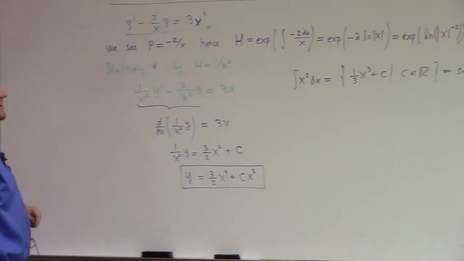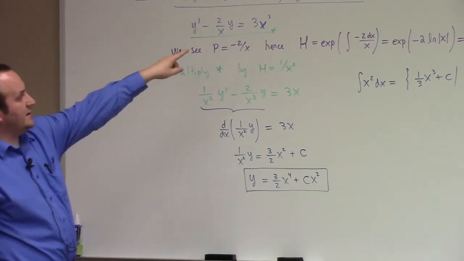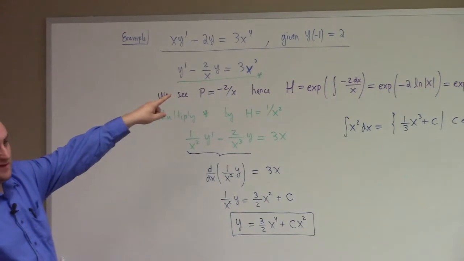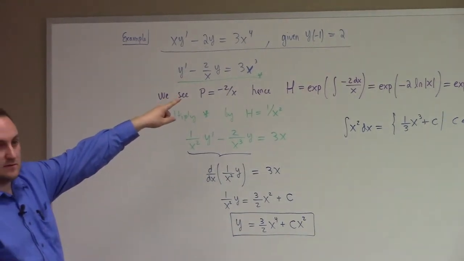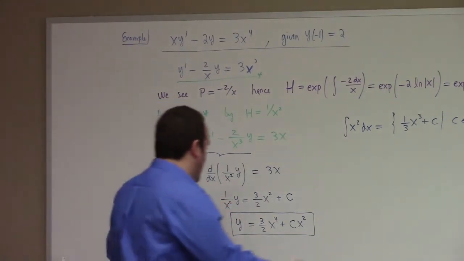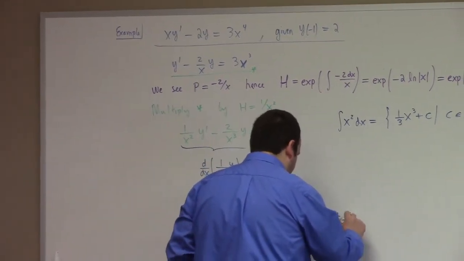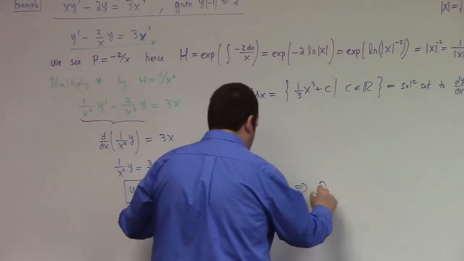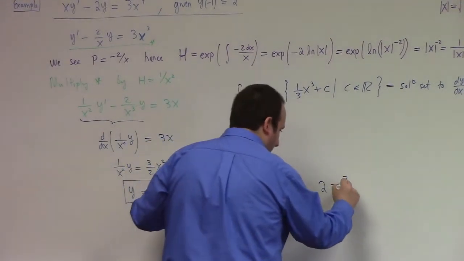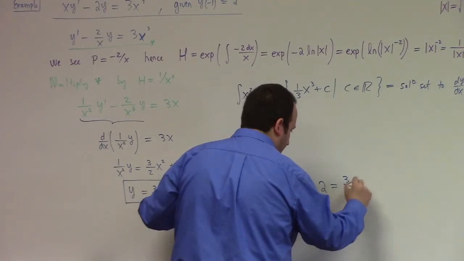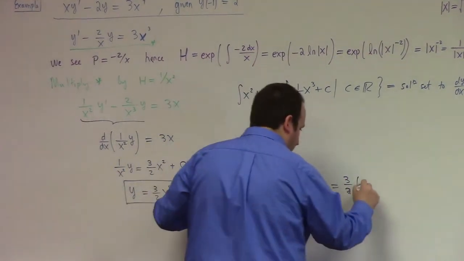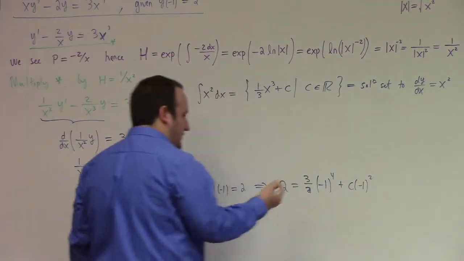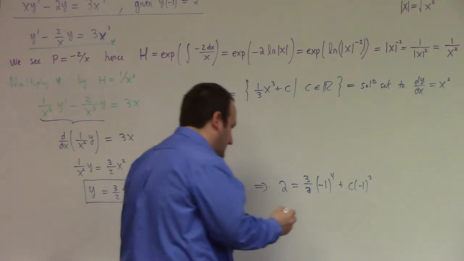What do we have to do to answer the question? What do we need? We need to find the specific solution that solves y of minus 1 equal to 2. So what do I do now? Right, so I put 2 is equal to what? Plug it into the formula, 3/2 times (minus 1) to the 4th power plus c times minus 1 squared. And that should tell us what the appropriate choice of c is, which is what?